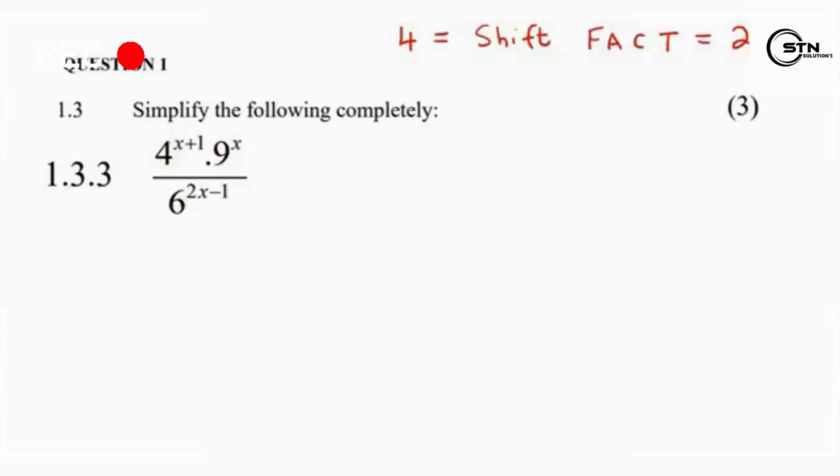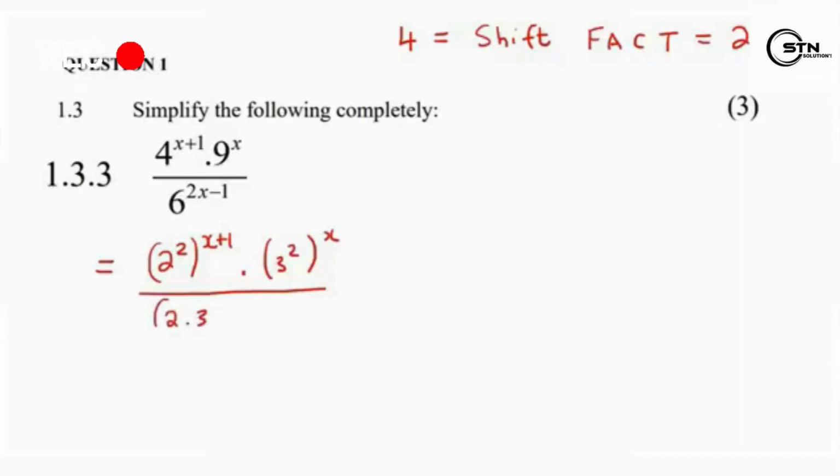Okay? So for the 4, it's going to be 2 to the 2, and then x plus 1. For the 9, it's going to be 3 to the 2, and then for the 6, it's actually just going to be 2 times 3. There we go. Now, what we are going to do next is we are going to go and multiply these exponents, because remember, what is this? What would this give you? Can you remember?